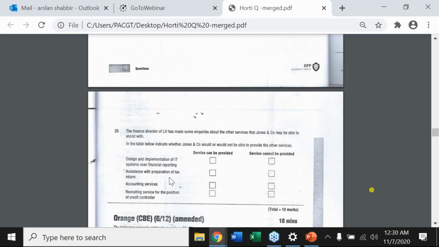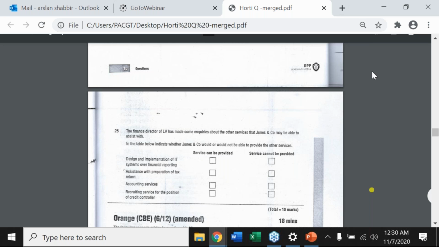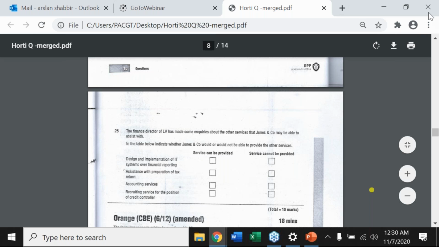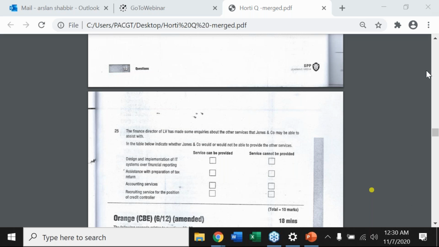Assistance with preparation of tax return. Obviously, they can provide the assistance. Assistance is allowed. Accounting services are not allowed because you will do the audit of the same. Recruiting services for the position of credit controller. Obviously, you can provide these services. So these are all the things which we have discussed for the threats.